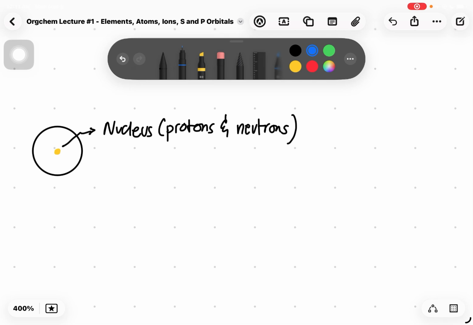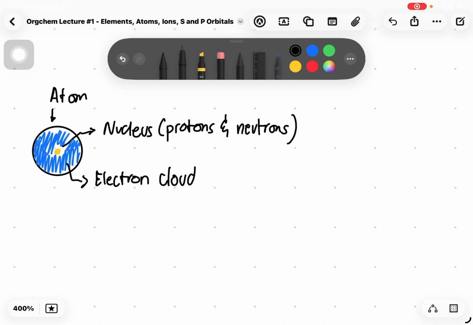Now we can draw some filling around the nucleus, and this is going to be our electron cloud, which is where an atom's electrons can be found. And this whole thing is the atom. So, most of the mass of an atom is found in the nucleus, while most of the volume is found in the electron cloud.